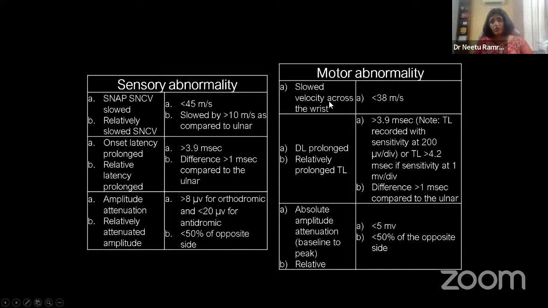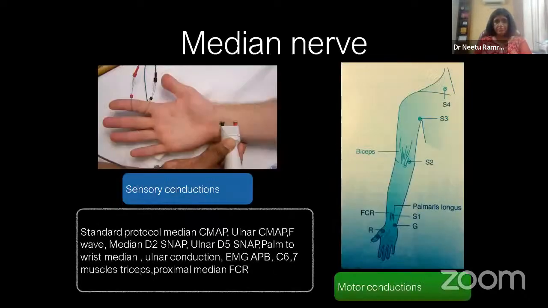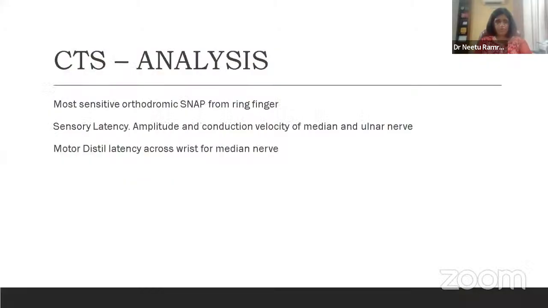Again, slowed velocity across the wrist, so less than 38, prolongation of distal latency, and absolute reduction in amplitude. So these are the parameters which help us understand what is happening at that particular site. This we have gone through.